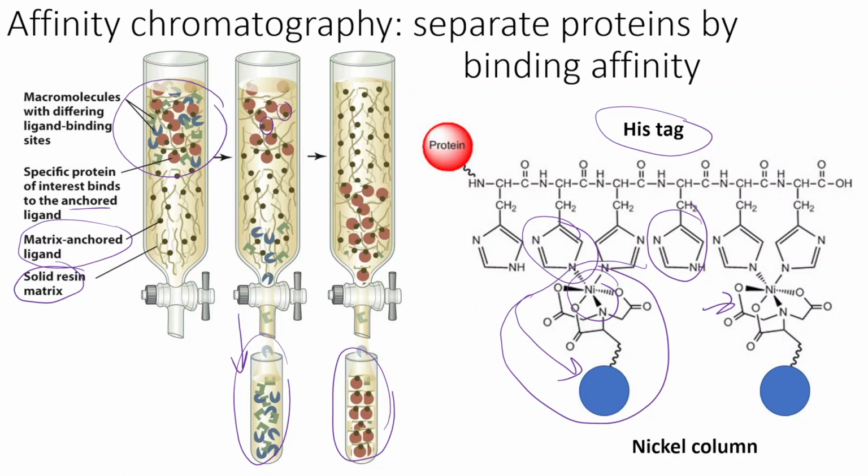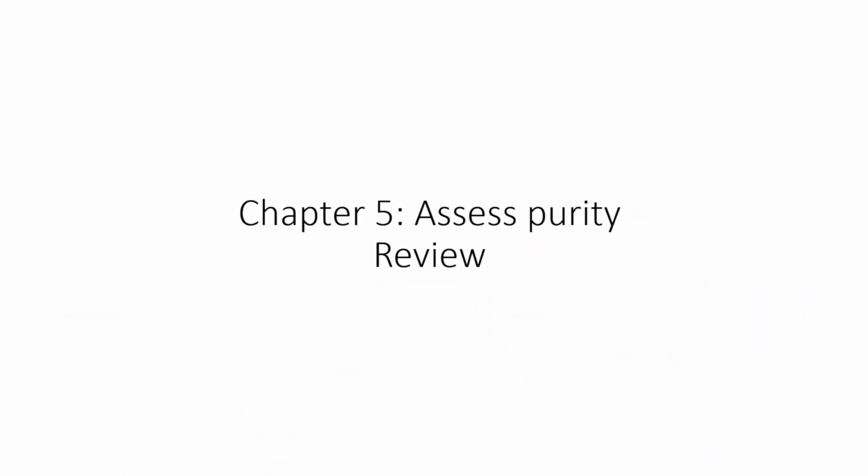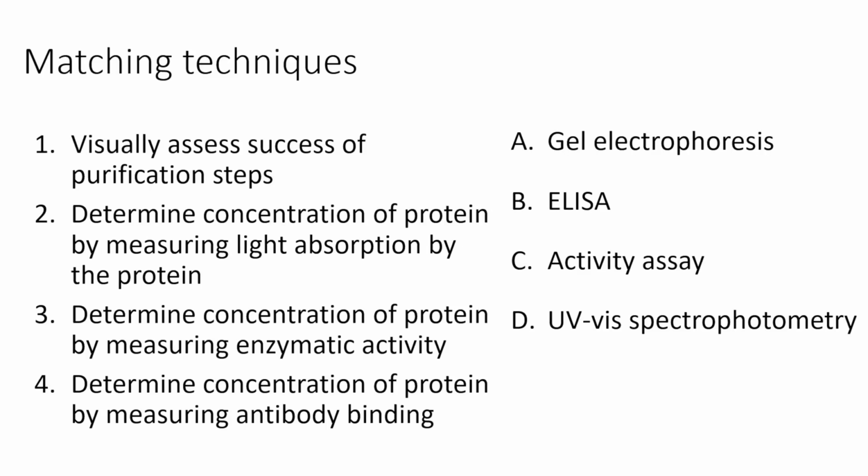So that brings us to the next part of chapter 5, which is about assessing the purity of proteins. So first, let's take a couple of minutes and look at these different types of assessing techniques and match them to what their function is, why we use them. So everybody take a couple of minutes and try to match the technique to what it's doing.